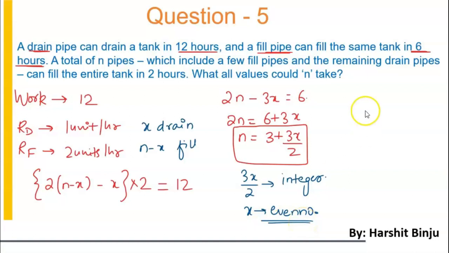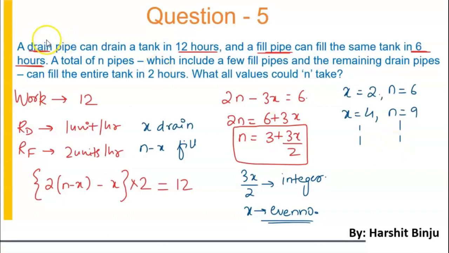So we can start with x equal to 2, which is going to give me n as 6. Then x can be equal to 4, so it's going to be 12 by 2, which is 6. So n will be equal to 9, and so on. So n can be multiples of 3, because n can be 6, 9, then 12, and so on. Any of the options which is a multiple of 3 will be your correct answer.